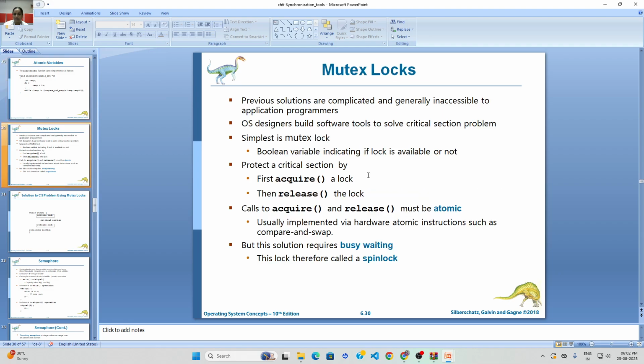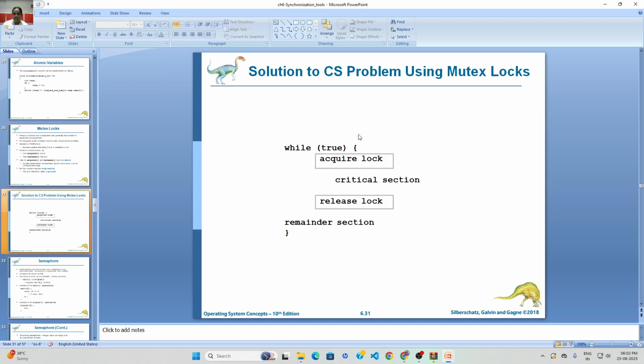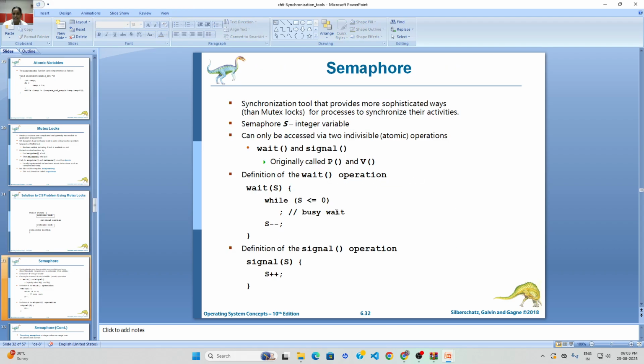The next technique is the mutex lock. The mutex lock is another synchronization tool used to solve the critical section problem. It uses two keywords: acquire and release. When one process acquires the lock, the remaining processes need to wait until the acquiring process moves on to the releasing section. So when one process acquires the lock, that process is in the critical section, and the remaining processes need to wait until the lock is released.